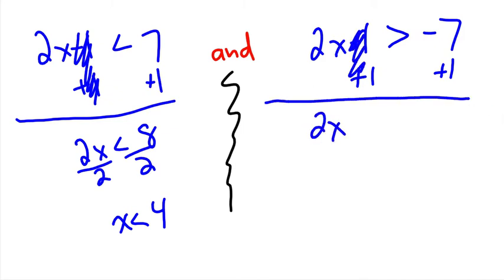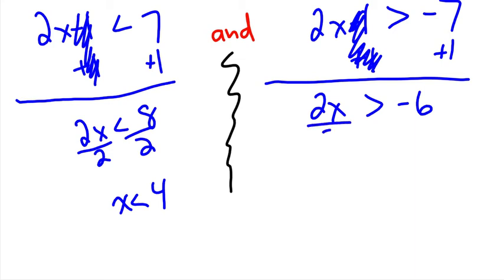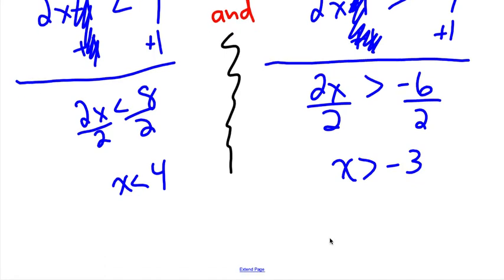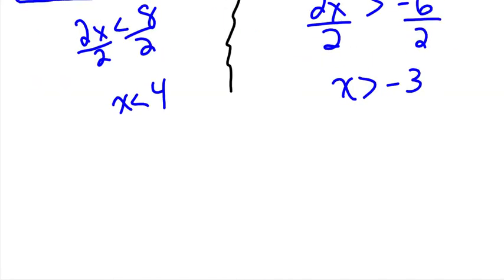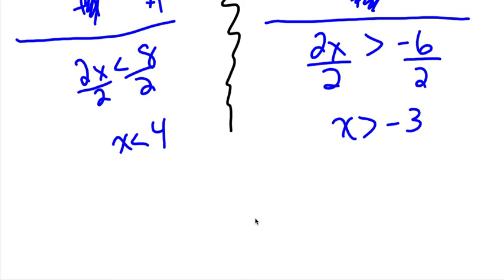2x, negative 1 plus 1 is 0, so those are gone, is greater than negative 7 plus 1 is negative 6. Divide by 2. Divide by 2. X is greater than negative 3. So this is one where we actually ended up getting both whole numbers, integers. We didn't end up with any fractions, so that's nice. It does happen every once in a while, but not always.